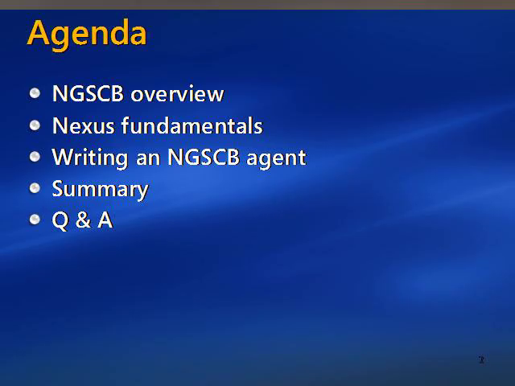Going to start out with an overview: just what is NGSCUB, what are we trying to do or not trying to do with this, what is a nexus, and what are the fundamentals of what goes into the nexus. There will be time to describe how you can write an agent that takes advantage of NGSCUB, and some time to wrap up at the end. The deck is relatively short, so there should be plenty of time for Q&A at the end.